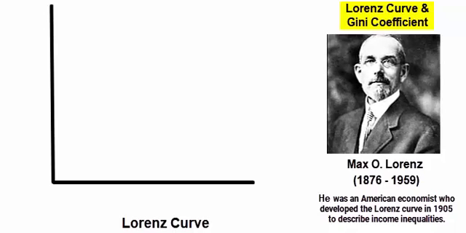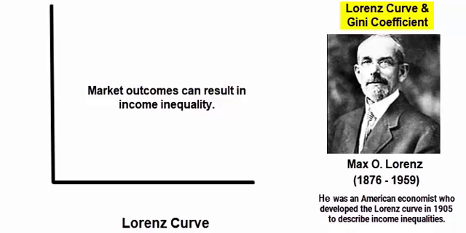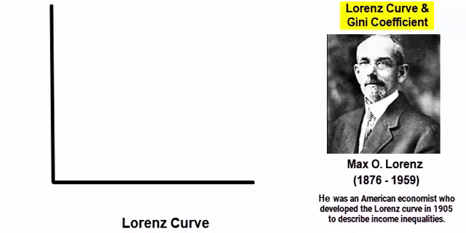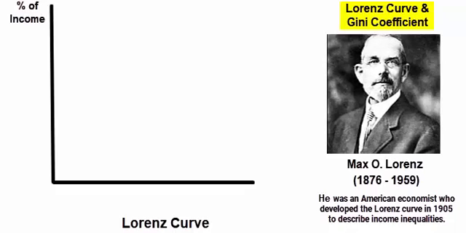So here are the concepts. Remember, market outcomes can result in income inequality. First, let's label the y-axis. Most of the time, this is labeled percentage of income, but sometimes it is labeled percentage of wealth.